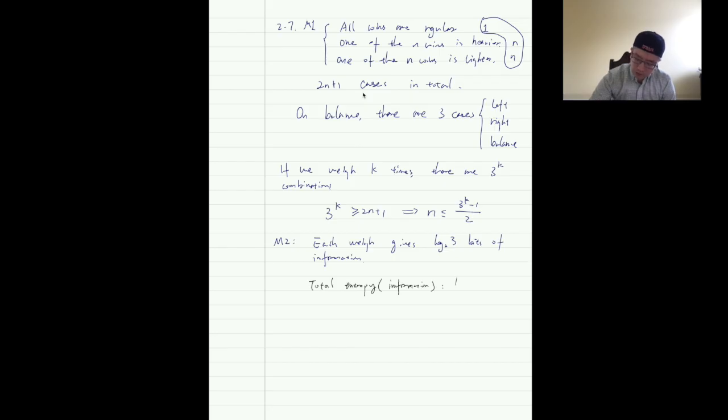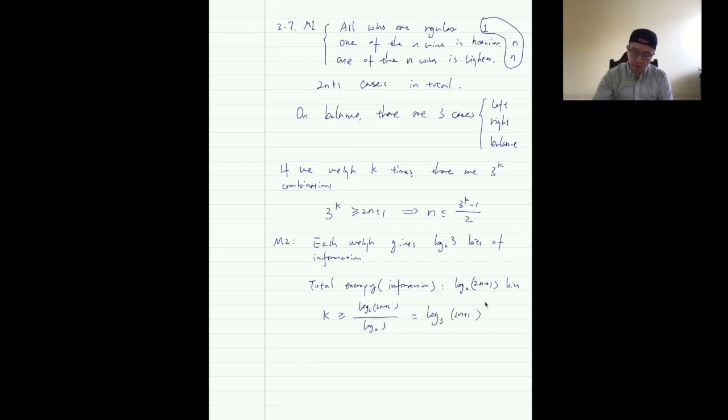So that is log 2n plus 1. Okay? And then every time we can resolve this amount of bits of information, and in total we have this bits of information. So then, how many times do we need, right? It means that k has to be at least this guy over this guy, okay? And so this is nothing but log base 3 of 2n plus 1, right?